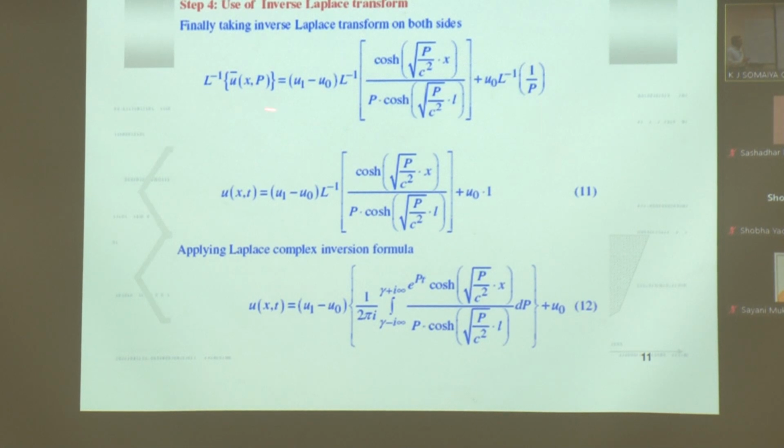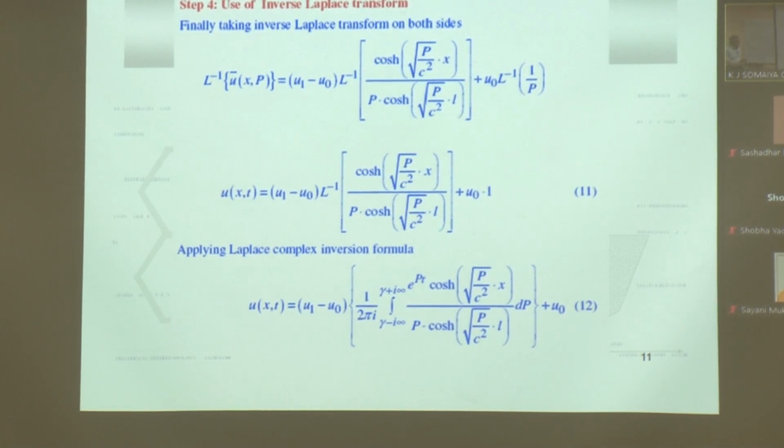Now to find the inverse Laplace transform, I will apply the L inverse operator. So with the L inverse operator, u1 minus u0 is a constant, I can take it outside. The inverse operator acts on the first term as well as the second term. The second term is easy, because as I told you, the Laplace transformation of 1 is 1 upon p. So the inverse Laplace of 1 upon p is 1, and therefore I can directly write this. But this term is a little bit complicated, so we will have to do a mathematical treatment for this particular term. So how to find the inverse Laplace of this particular expression?